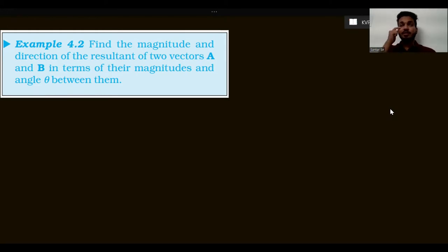This NCERT section is especially for those people who are preparing for competitive coaching. What exactly happens in competitive coaching is we are so focused on the competitive side of things that we forget how to write the answers, and that creates a problem for us in UTs and other exams.